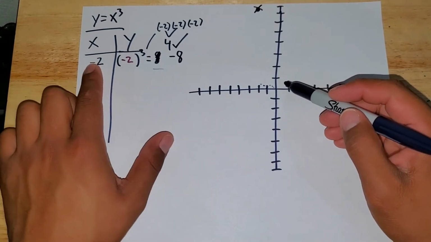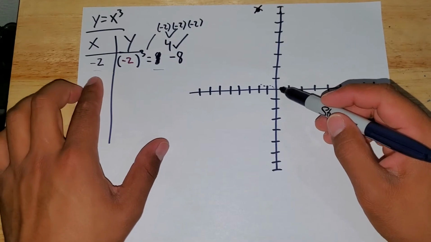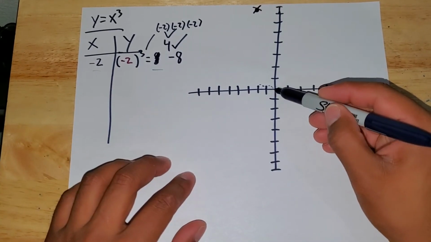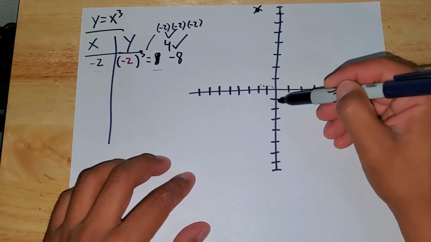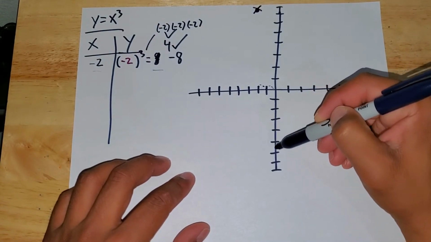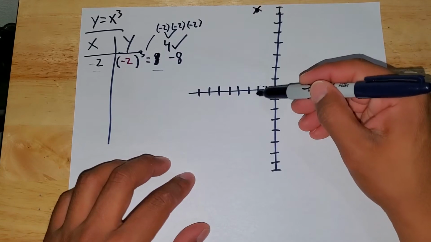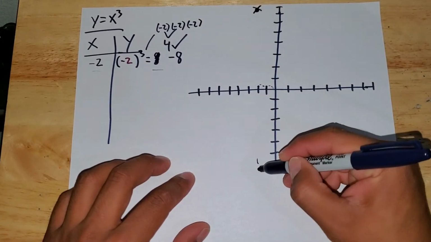So the x, we still chose the correct x. So it's negative 2, which I'm going to move 2 to the left starting from the origin. But then I have to go all the way 1, 2, 3, 4, 5, 6, 7, 8 down. So I'm going to go all the way to the very bottom here.